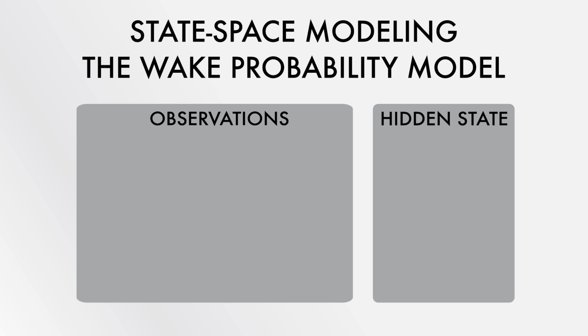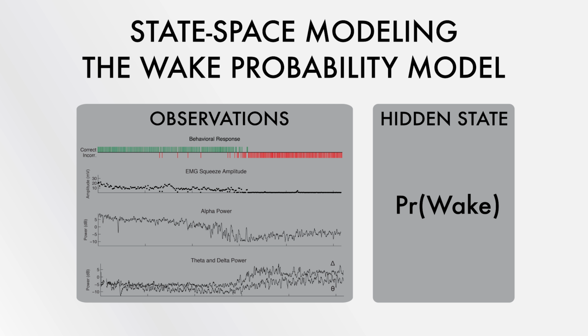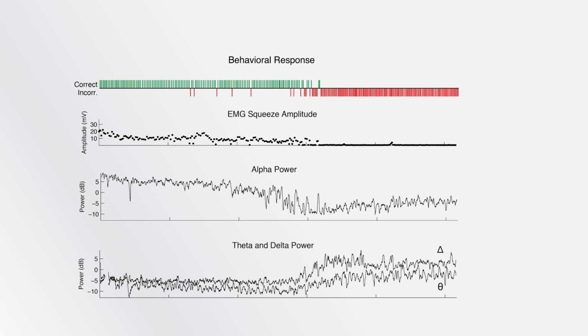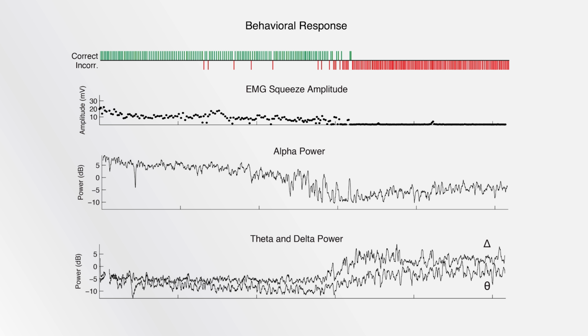In the case of our wake probability model, the thing we cannot observe is the probability of wakefulness. What we can observe are the behavioral and physiological observations that we can record experimentally. By mathematically defining the way in which all of these seen and unseen characteristics can combine, we now have a way of estimating wake probability. Ultimately, we want to fit mathematical models to the things we can see.